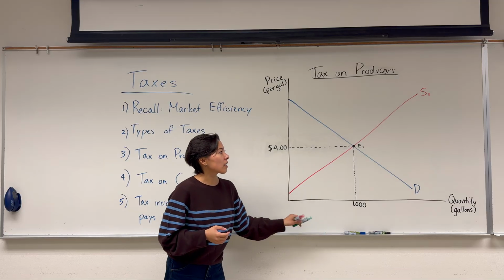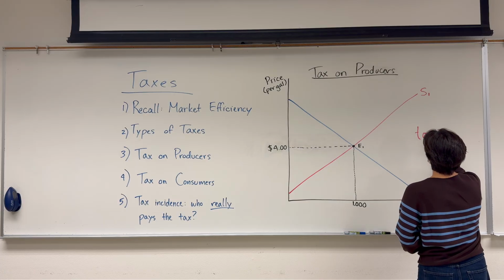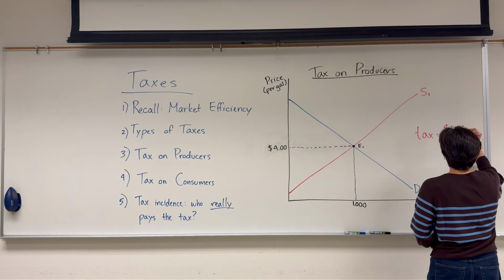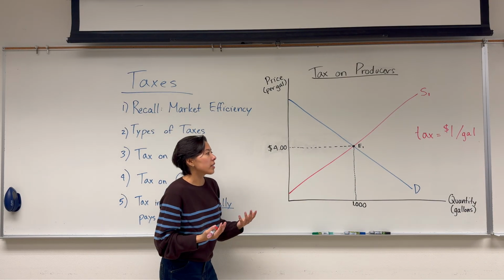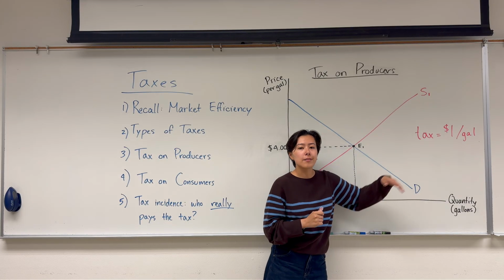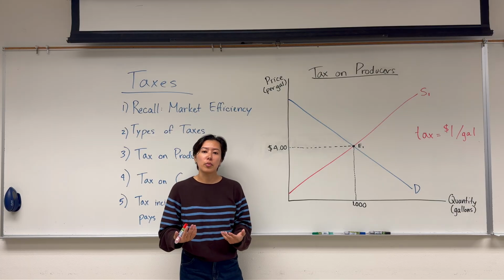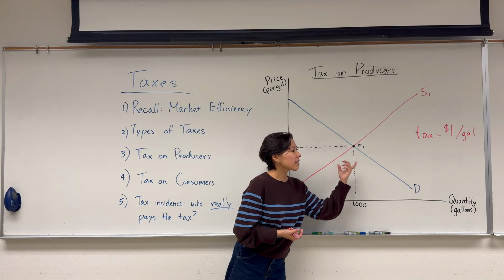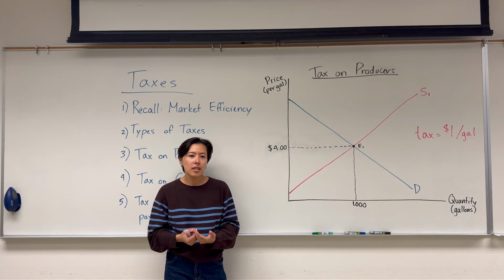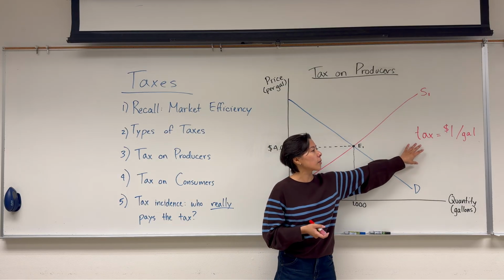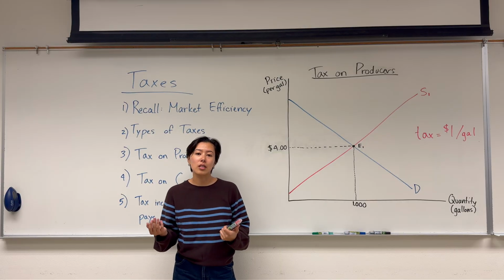Now, let's imagine that the government steps in and decides to put a tax of $1 per gallon on our gasoline producers. What this tax means is that for every gallon of gas that our producers sell, they now need to hand over $1 to the government. So this tax makes it more expensive for our sellers to produce and sell gasoline. At every single price that they could possibly sell gasoline at, it's now more costly. They have to hand over that dollar to the government.